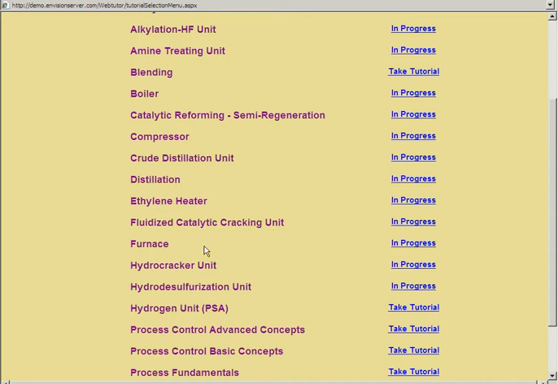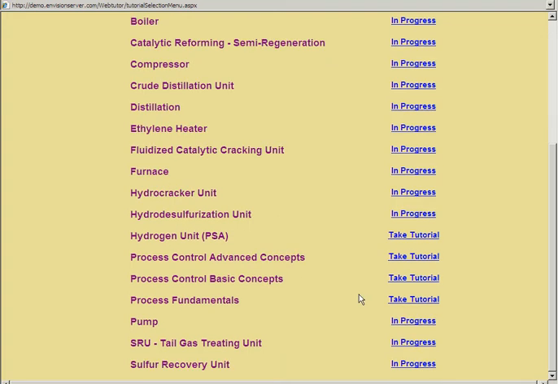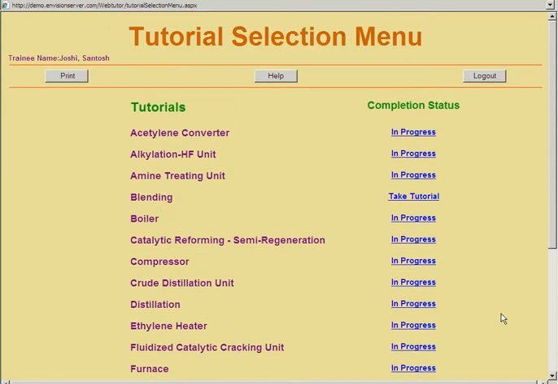FCC unit for refinery. Typical furnace for all chemicals, petrochemicals and refinery operations. Hydrocracker, HDS, and hydrogen unit also for refineries. Then we have two process control modules, one on basic and one on advanced process control. They teach fundamentals of process control, more for process control engineers. Process fundamentals is a small tutorial that teaches the overview of refineries, primarily for technical colleges. Then we have a pump module, which talks about operations as well as maintenance. Then for sulfur recovery, Claus process and Scott process, these are used both in refining as well as gas processing. We are also in the process of developing 5 to 6 additional modules to complete the refinery, and later on we'll be working on some more fundamental modules.